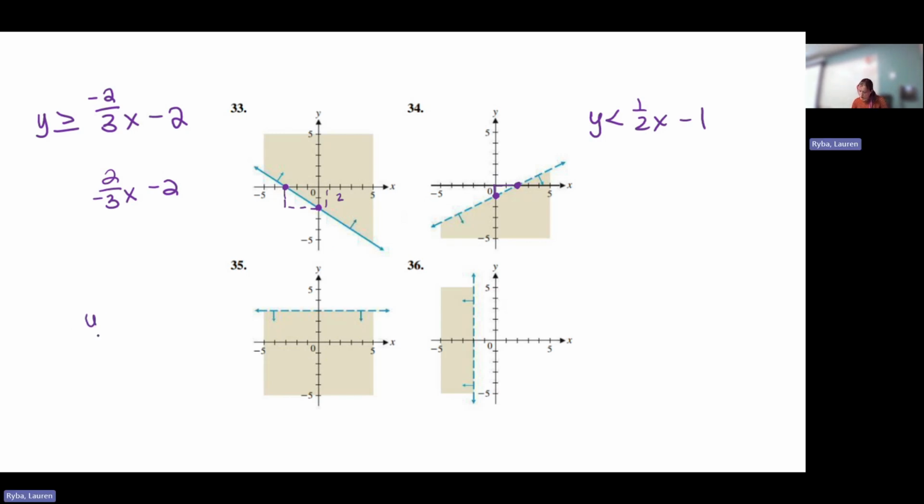So I hear Siobhan already here going, y is less than, and what number? No, you're fine. 3. All right, horizontal line through the y value of 3. It was less than because it was dashed and I shaded below. Anybody want to try 36? The vertical line, so is it going to have a y in it? No. X less than? What kind of 2? -2. Yep.